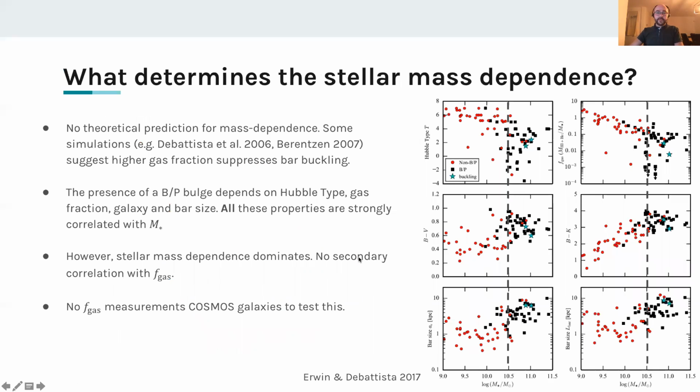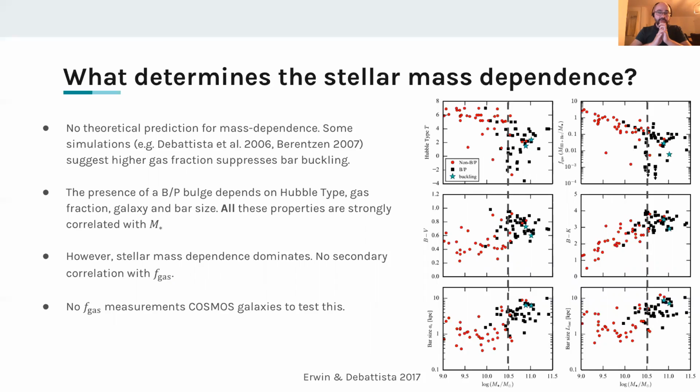Okay, so we might wonder what determines the stellar mass dependence and the characteristic mass. What physical property determines the bars in these galaxies to buckle to form Boxy peanut bulges? In the end, the bar doesn't know what is the mass of the galaxy when deciding to buckle or not. But there's no theoretical prediction for the strong mass dependence. It has been suggested, however, for example, that a higher gas fraction can weaken or even suppress the bar buckling.